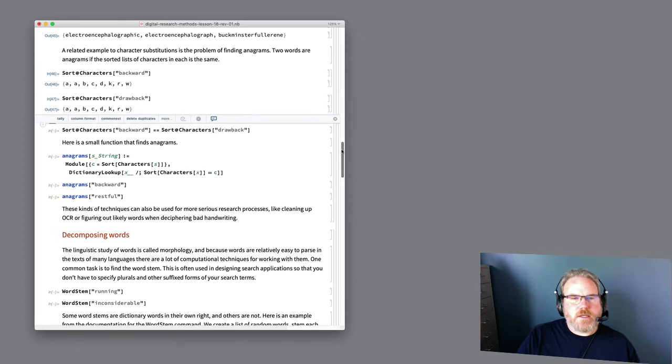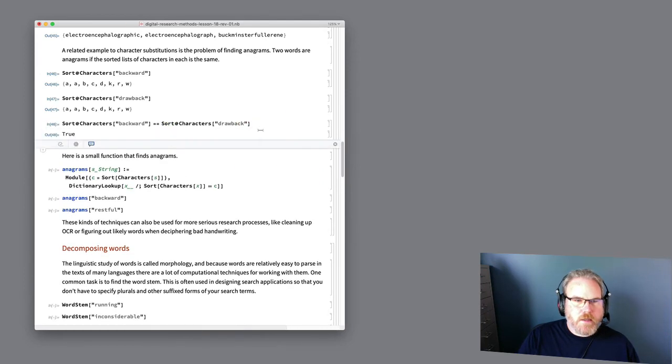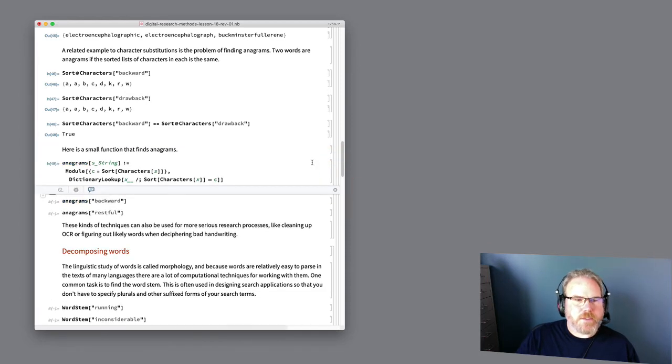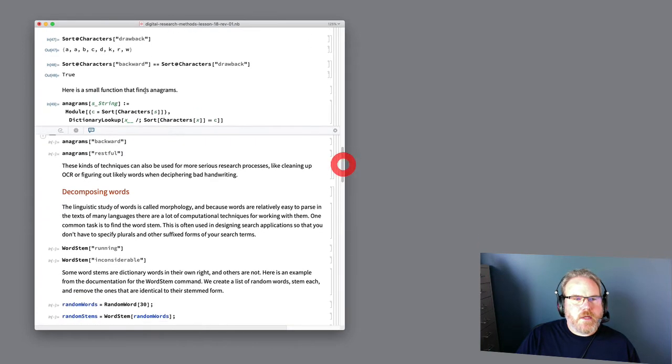We can test the equality of these two by using the double equals sign on the sorted forms of the words, and that gives us true. What this means is that it's actually quite easy to create a function that finds anagrams. So for example, what I'm doing here is I'm looking up words that have the same sorted list of characters as a word of interest.